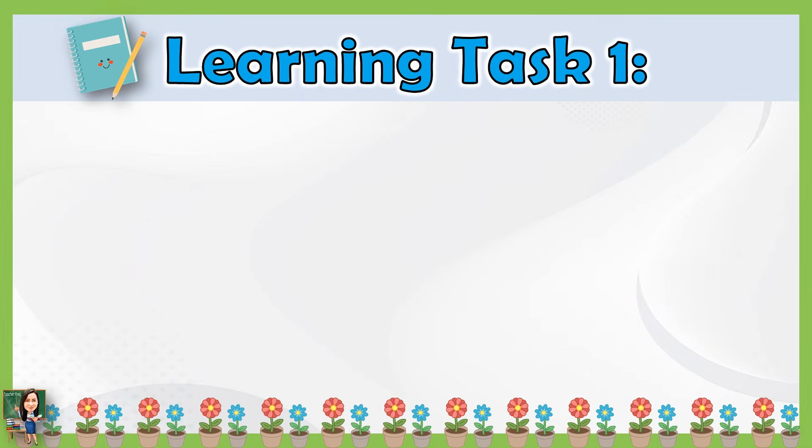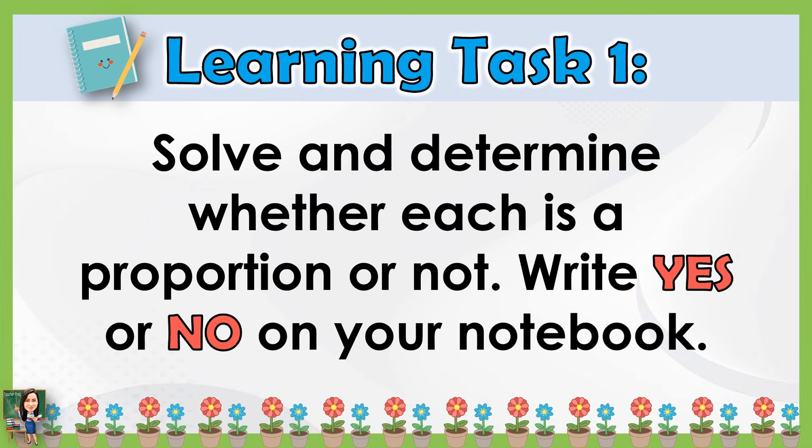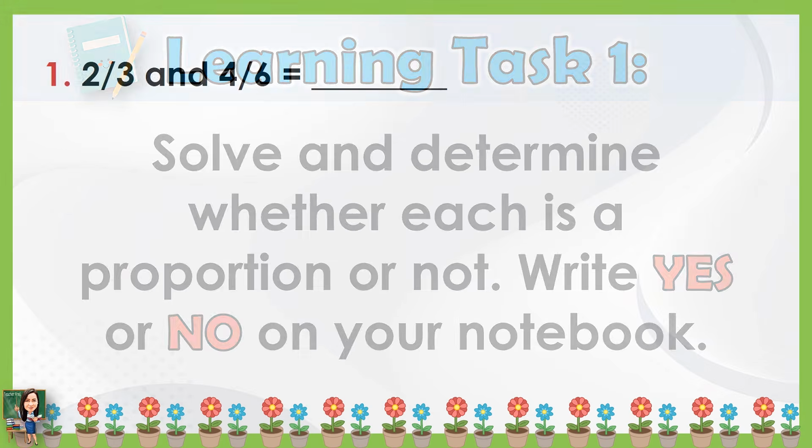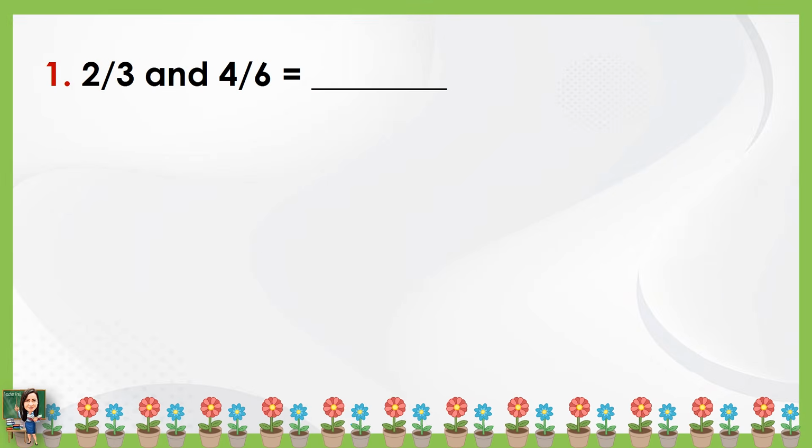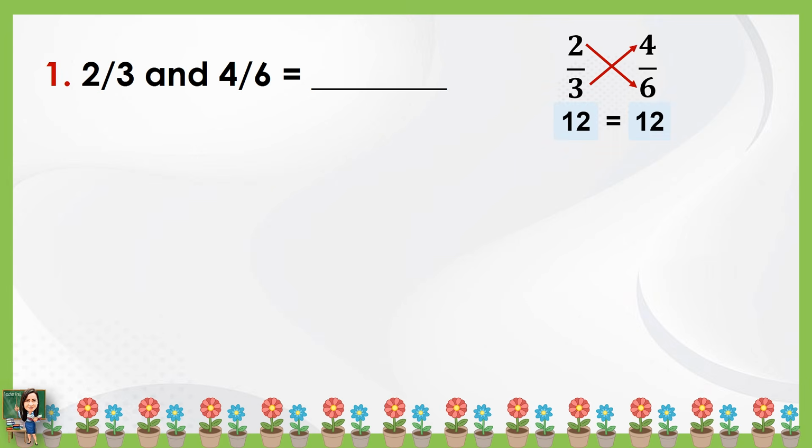And now let us do learning task 1. Solve and determine whether each is a proportion or not. Write yes or no on your notebook. Number 1: 2:3 and 4:6. In fraction form, 2/3 and 4/6. Get the cross products. 2 times 6 equals 12. 3 times 4 equals 12. So what do you think? Is it proportion or not? Very good. The answer is yes, proportion.